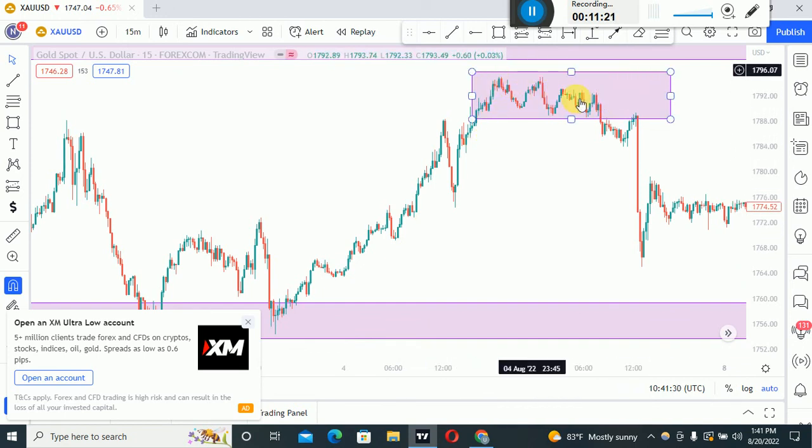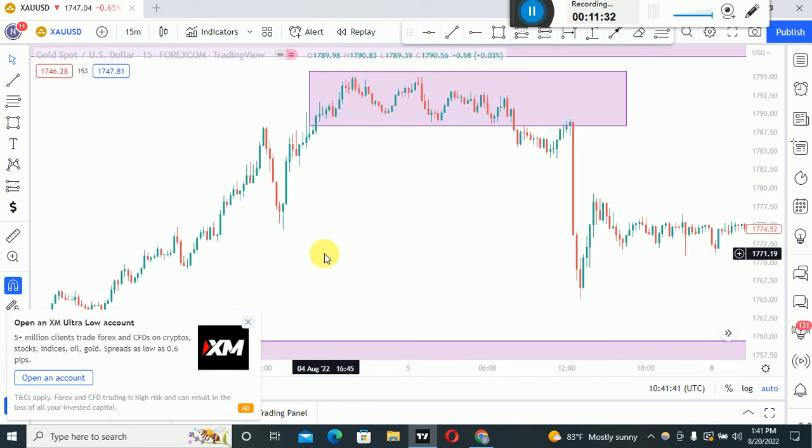Remember, a lot of traders bought at this price, believing that the price is going to continue up. Now they have hit all the stops here.